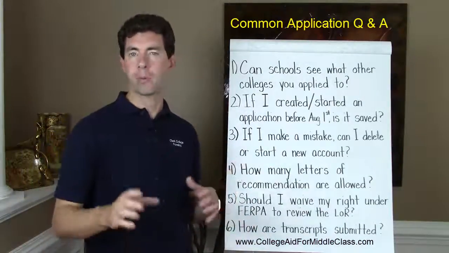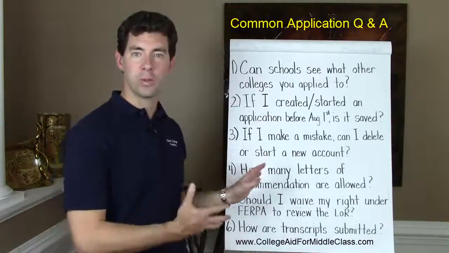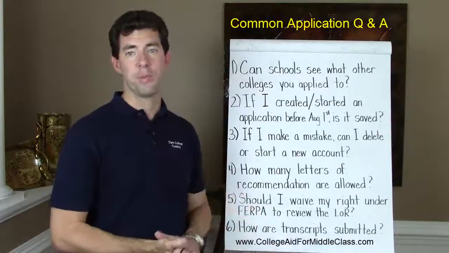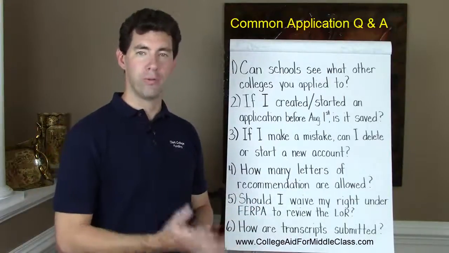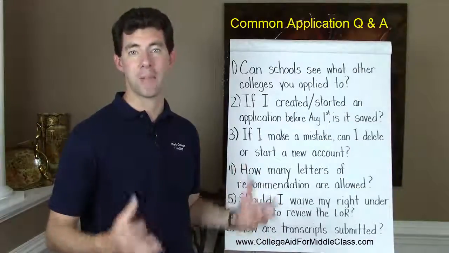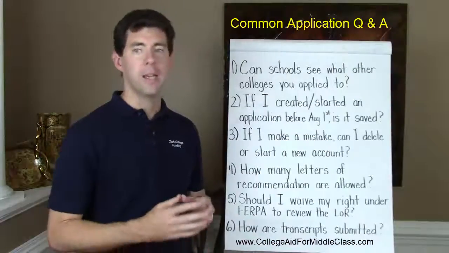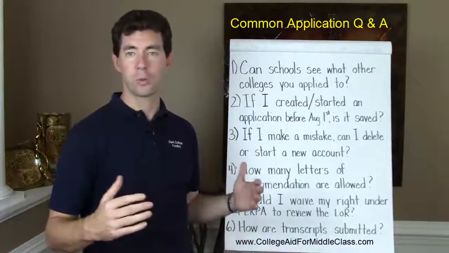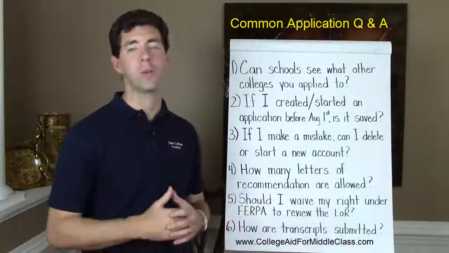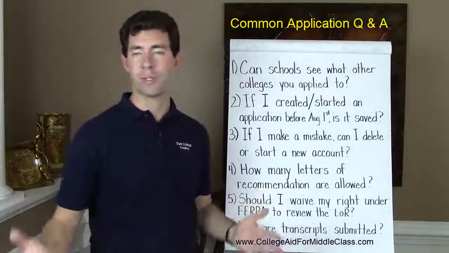So let's back up and give a brief history of the Common Application, and then go over some of these questions and answers. Back in 1975, there were 15 private colleges who got together and said, let's standardize this application process. So they created the Common Application. Since 1975, it's grown tremendously. There are over 527 members today, covering 47 different states.